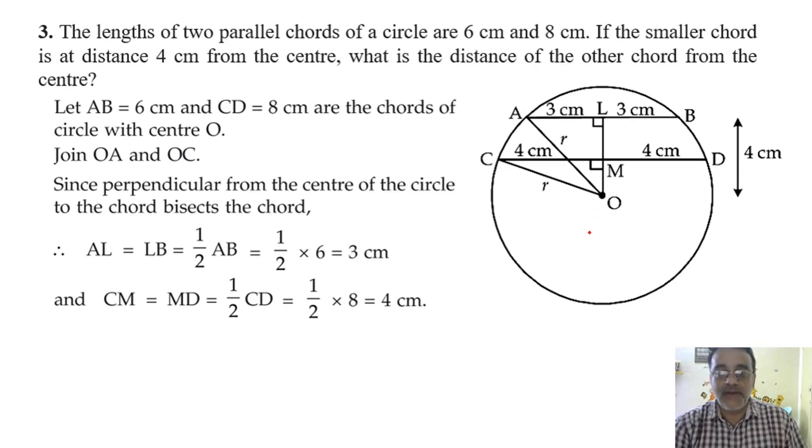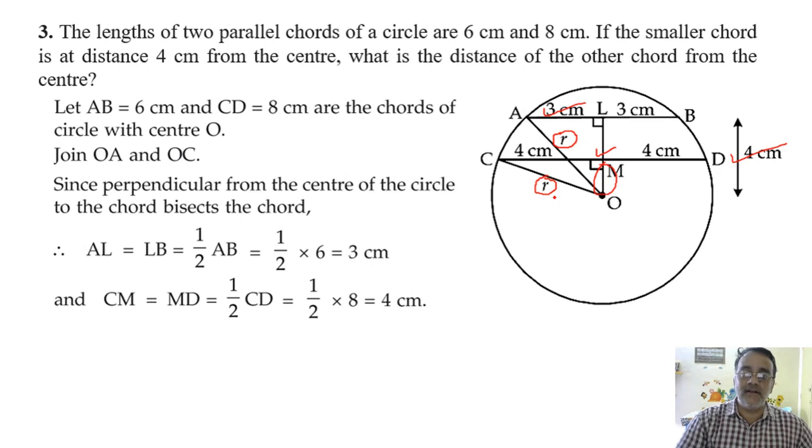But which right triangle do we have to take? For that, look carefully. In this right triangle, only one side is unknown. The other two sides are known: AL and OL. OL is 4 centimeter. And in this right triangle, both sides are unknown: OM as well as this r. So that is why we will take the first right triangle AOL. Is that clear? Yes, sir.